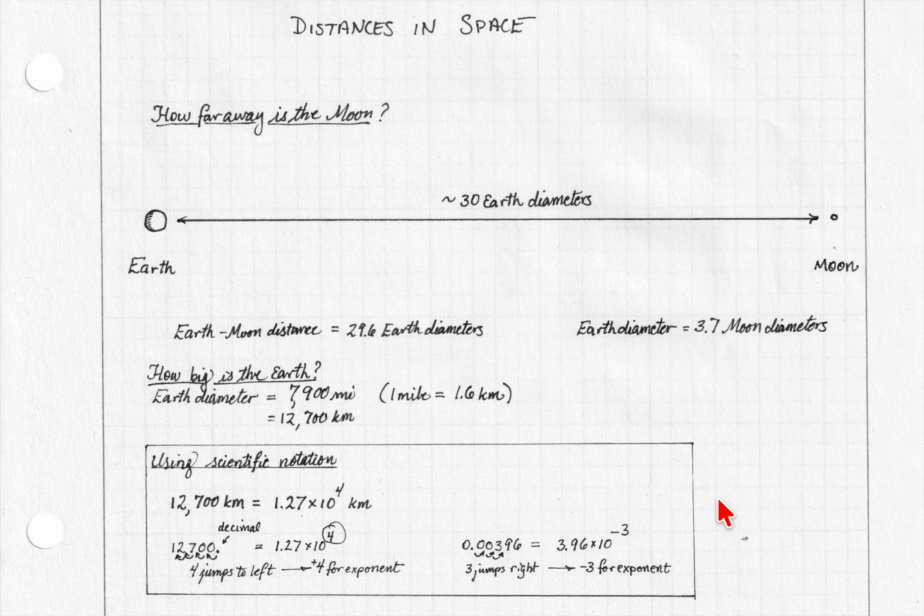Okay, so this is going to make it much, much easier to keep track of how big or how small a number is. The bigger that exponent is, the more positive it is, the larger the number is. The smaller that exponent is, or the more negative it is, then the smaller the number is.